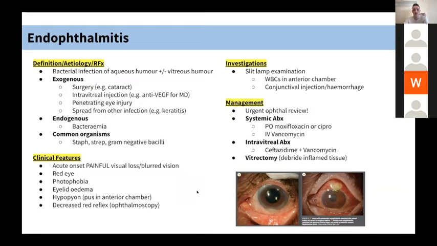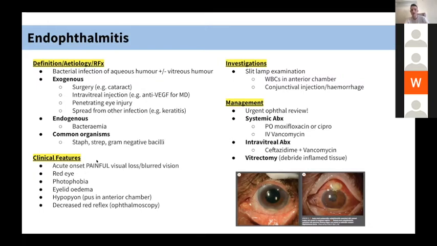And I think this is the last one of the acute ones, endophthalmitis. Not super common, not really seen very much, but it is definitely an emergency. It's a bacterial infection in your aqueous humor, usually within the front of the eye. There are a few different causes. It can either come from outside the eye, so exogenous, whether it's a surgery, injection, or an eye injury, or endogenous, so from a bacteremia. And it's usually these common organisms.